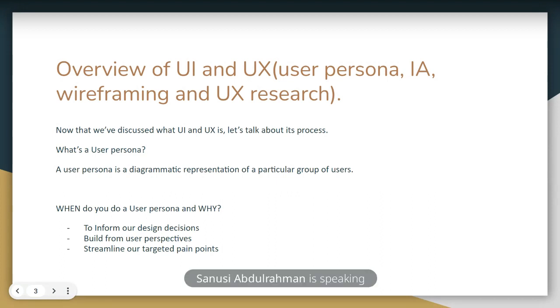UI UX design is creating user interfaces that are intuitive and easy to use, aesthetically pleasing, a user-friendly interface, user experience, research. Okay, this is great.